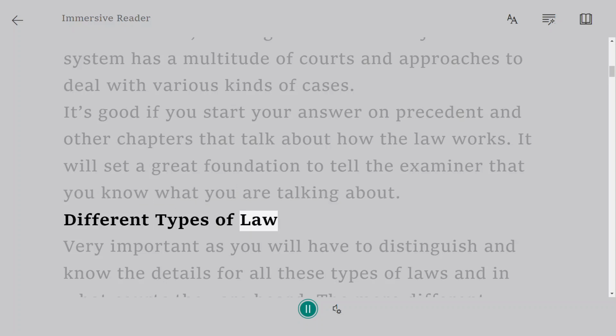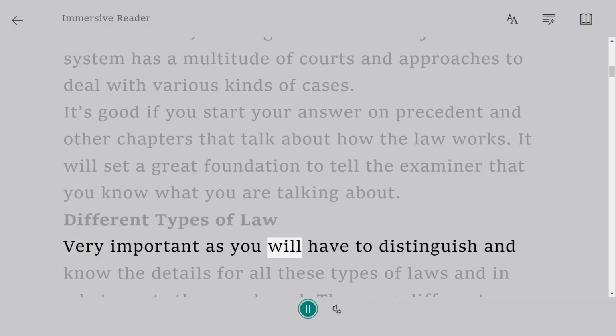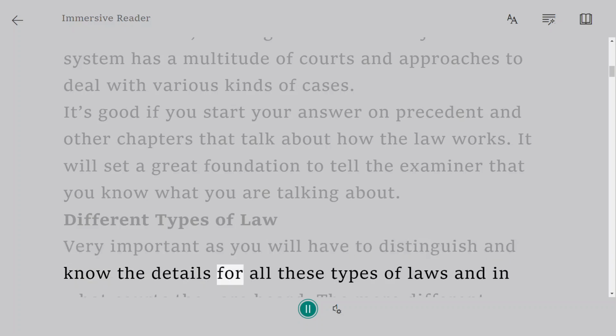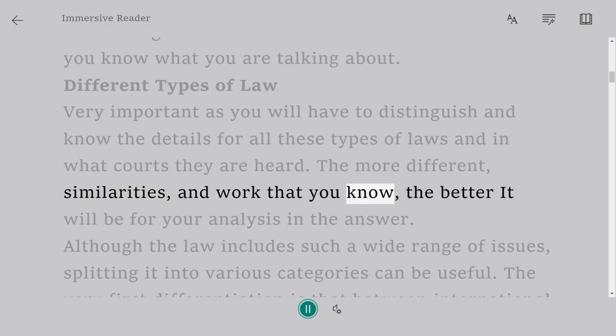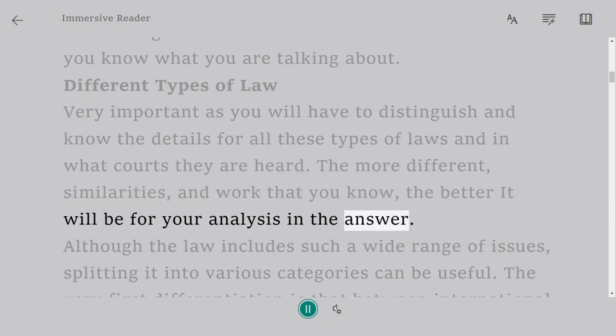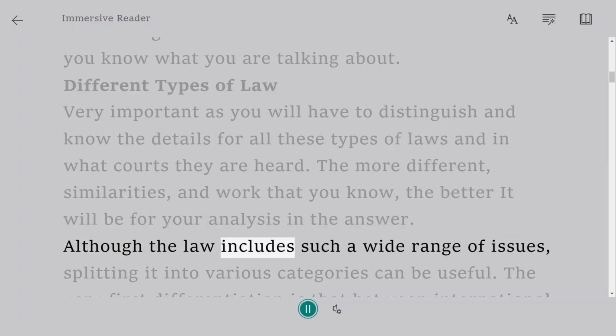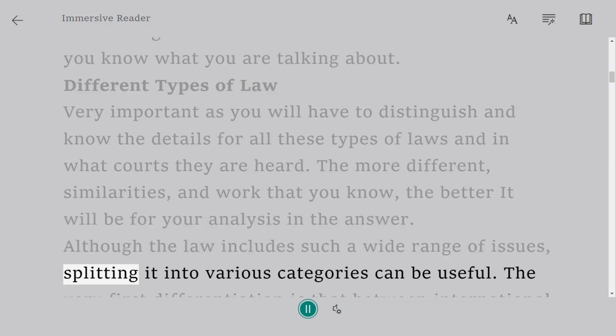Different types of law. Very important, as you will have to distinguish and know the details for all these types of laws and in what courts they are heard. The more differences, similarities, and detail that you know, the better it will be for your analysis in the answer. Although the law includes such a wide range of issues, splitting it into various categories can be useful.